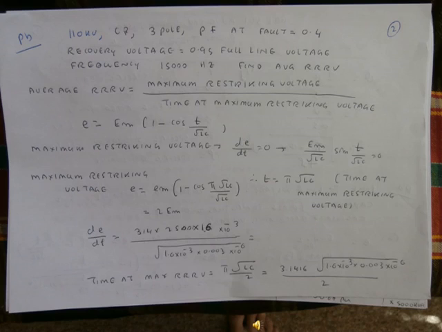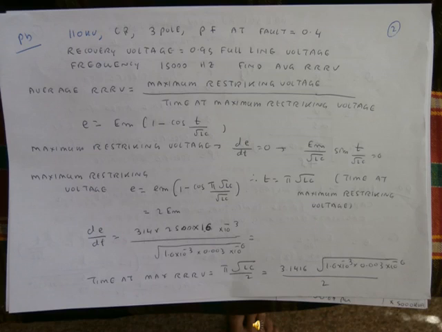So E is equal to EM multiplied by 1 minus cos T divided by the square root of LC. For the maximum restriking voltage, dE by dt is 0. So therefore EM by the square root of LC, sine T by the square root of LC must be equal to 0. By this, T is equal to pi multiplied by the square root of LC. This is the time at the maximum restriking voltage.